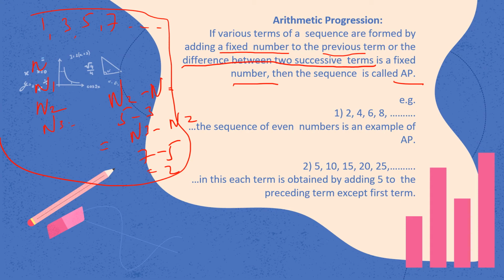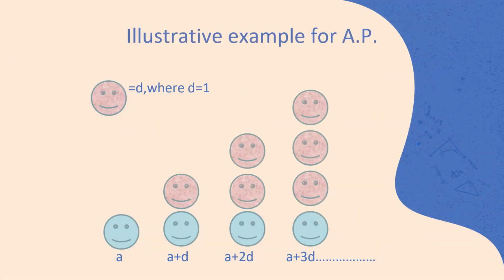But before that, 2, 4, 6, 8 is a very good example of an AP. So is 5, 10, 15, 20, 25. Yes, the difference in these terms is the number 5, and hence our sequence is an AP. So you have understood what an AP is. This is a very illustrative example of how you come to the formula.